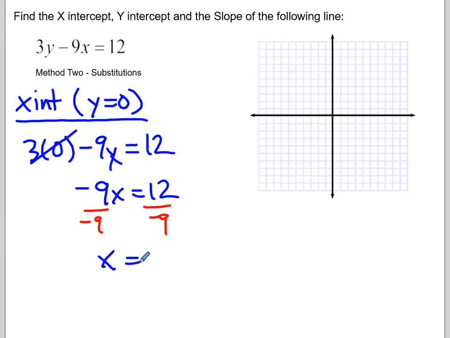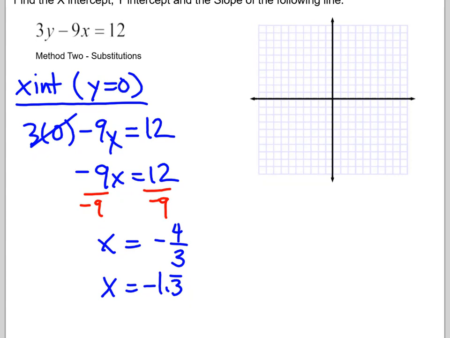12 over 9, which can be reduced to -4 over 3, which is x equals -1.3 repeated. Okay, and then I really like to finish writing these with the actual coordinate. I think that's really important. Otherwise, people tend to forget what they're solving. So I would write this as -1.3, comma 0, and that is my x-intercept.